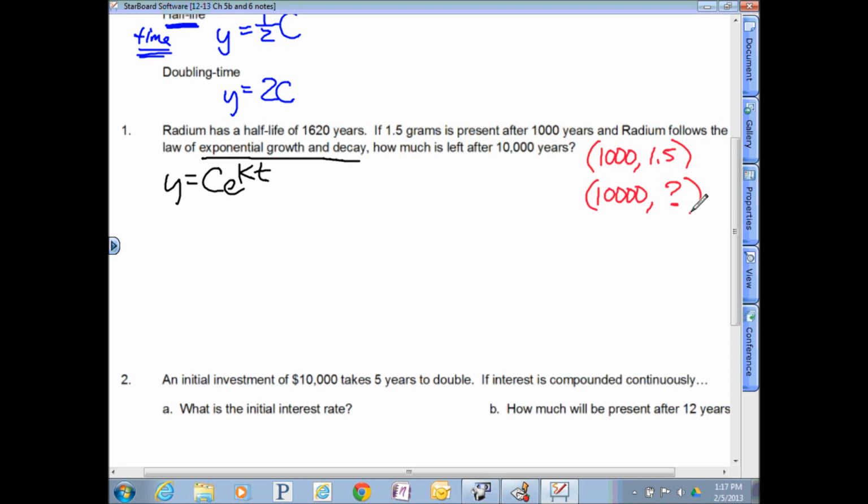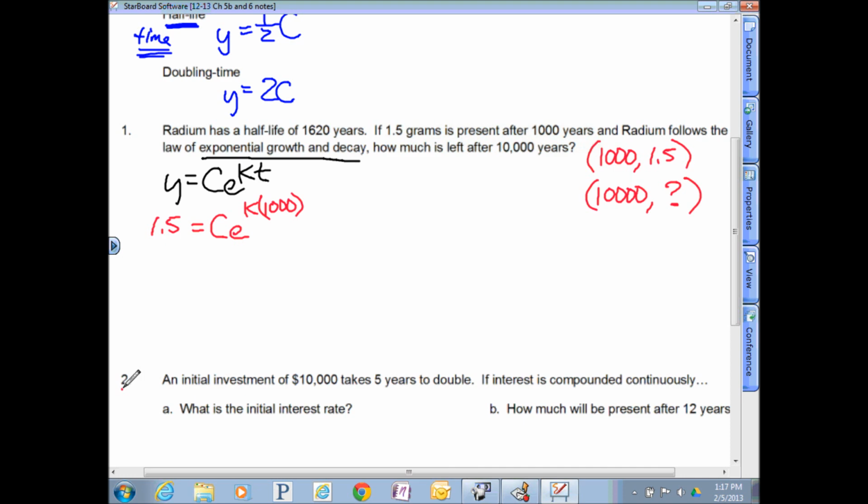So let's say we use time 1,000 and the amount is 1.5. I don't know how much I'm beginning with, but I know I have 1.5 grams at 1,000 years, so k times 1,000. Well, that's all well and good. The issue is, in that red equation that I just wrote down, I don't know k and I don't know C. So now it's become a classic two-equation, two-variable problem. I need to come up with a second equation in order to figure out either C or k.